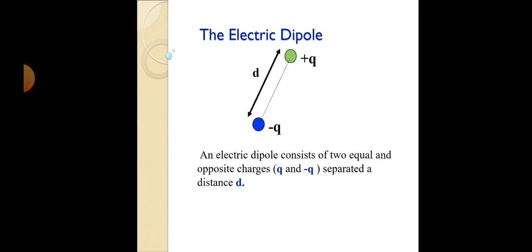Now we will discuss the electric dipole. An electric dipole consists of two equal and opposite charges, or we can say a system of equal and opposite charges separated by a finite, minimum distance. That is called an electric dipole. As shown in the figure, both the charges have magnitude q and are opposite in nature, minus q and plus q, separated by distance d.